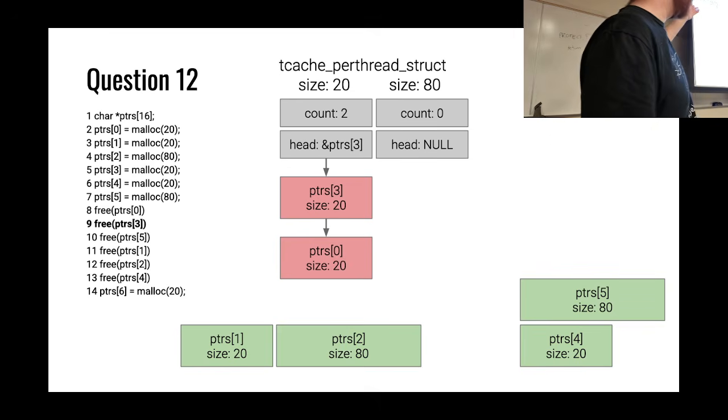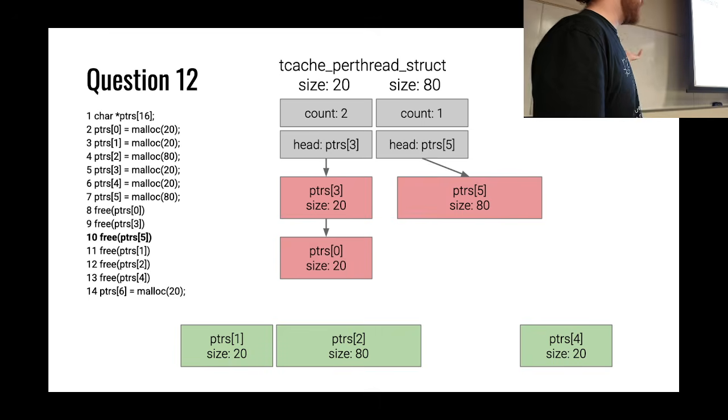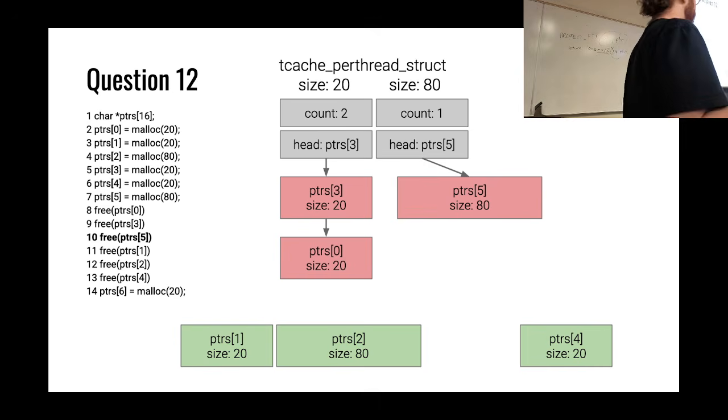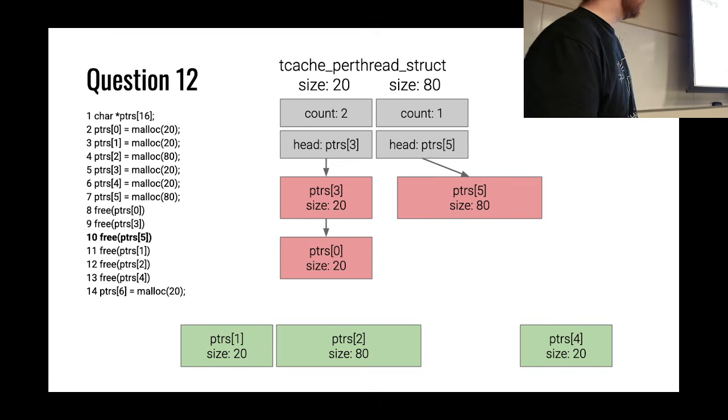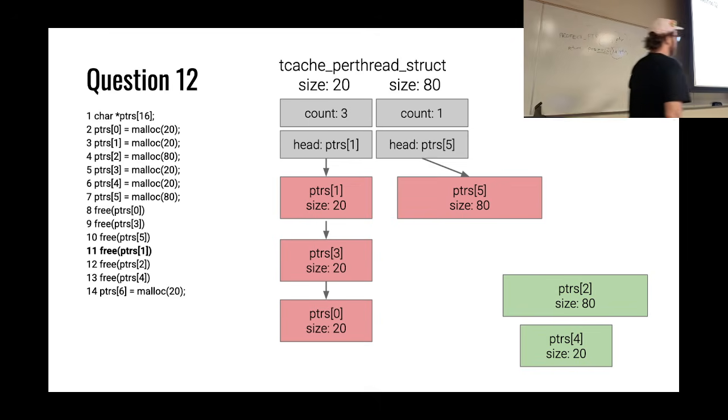So we're adding to the head of the list, and then that count variable does get updated. Similarly, when we free pointers at 5, we're going to be freeing our first chunk of a different size, so it's going to go into a different bin. These do not go into the same bin because they're different sizes.